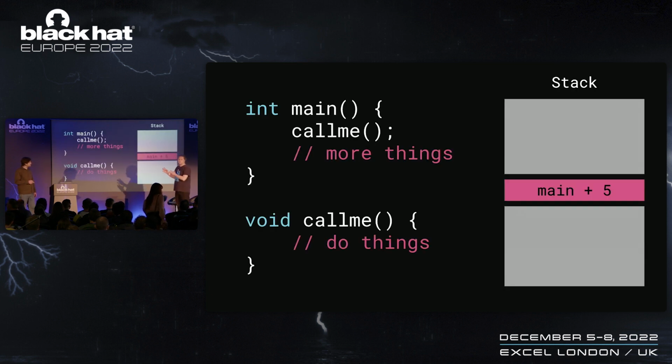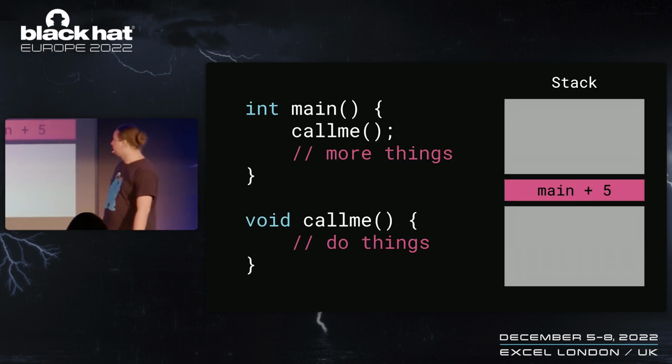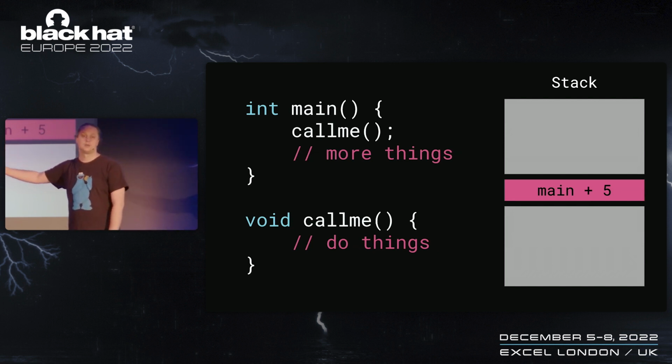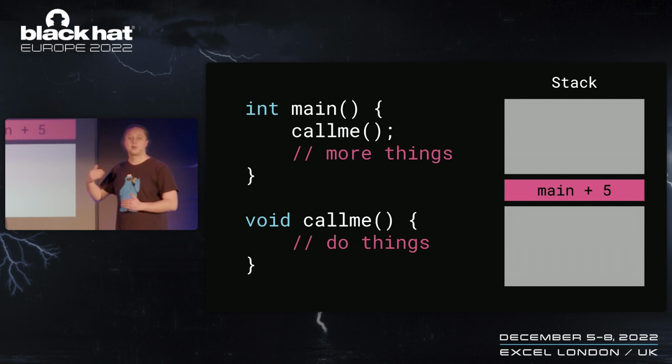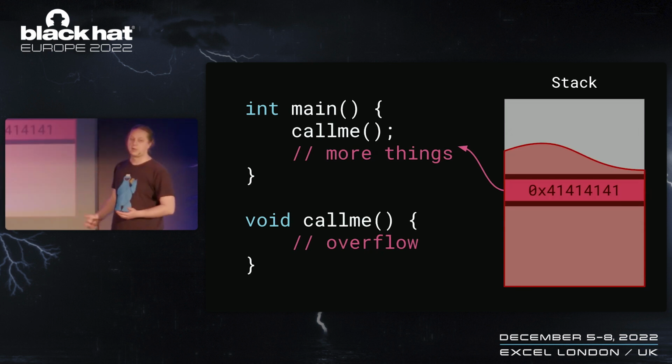So let's take a quick trip down memory lane where we have a stack of a function and a function calls another function. The return address of where execution will continue after that call goes on the stack. If we have a stack buffer overflow, we can overwrite it, and then we can make it go somewhere else. So that's classical stack buffer overflows.